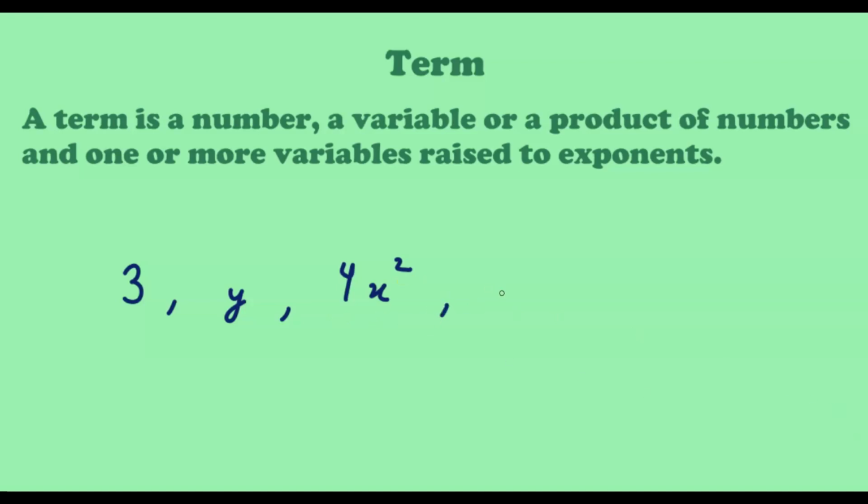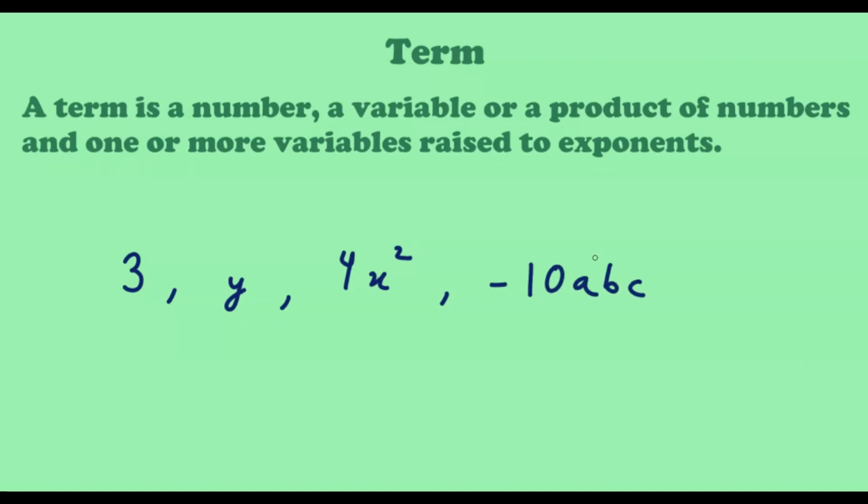Another term is negative 10 times ABC. Now here, note that we can write a as a to the power of 1. We can write b as b to the power of 1. And we can also write c as c to the power of 1. So this is the product of a number and 3 variables raised to exponents. So this is an example of a term.